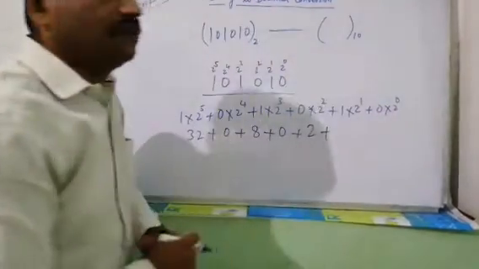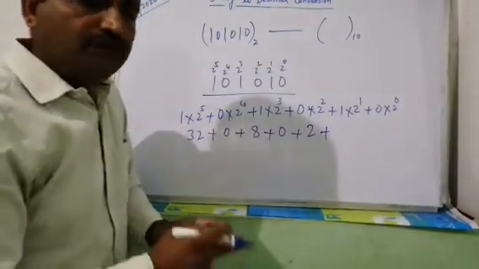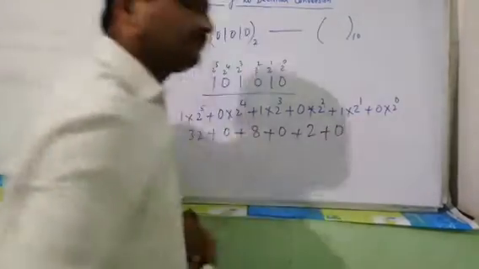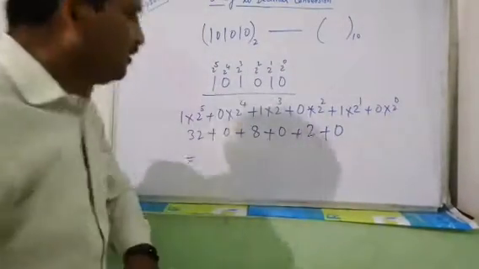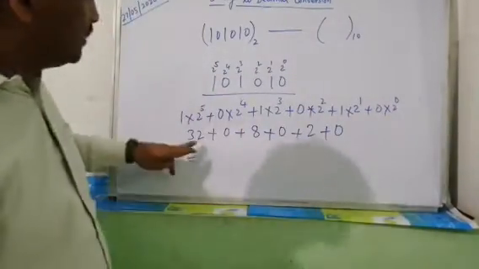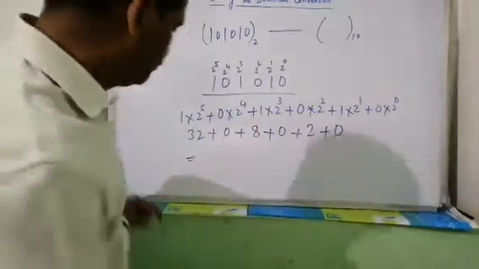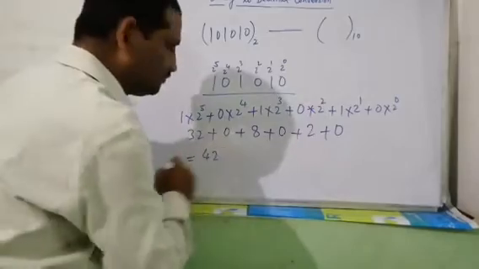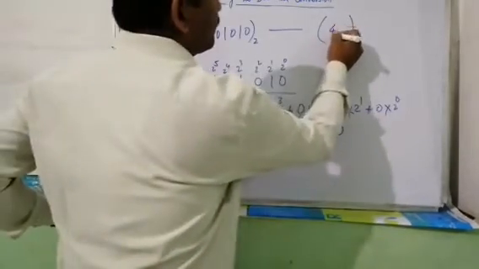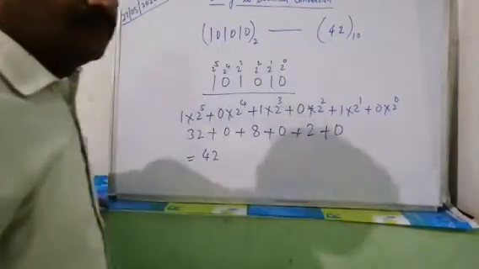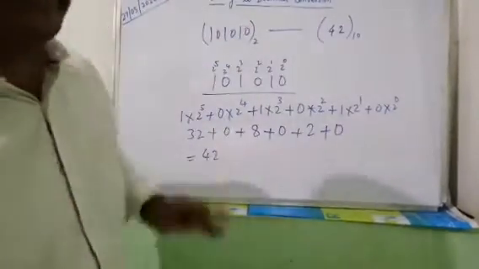0 into 2 to the power 0. 2 to the power 0 is 1. 1 into 0 is 0. Now we have to add all. 32 plus 8, 40. 40 plus 2, 42. So this is the decimal equivalent of this binary.